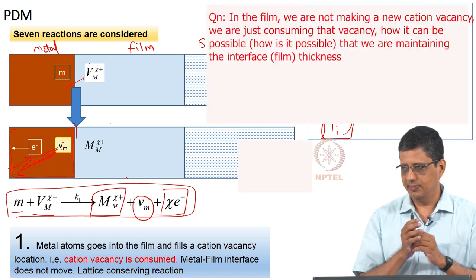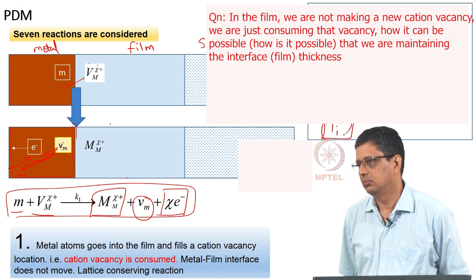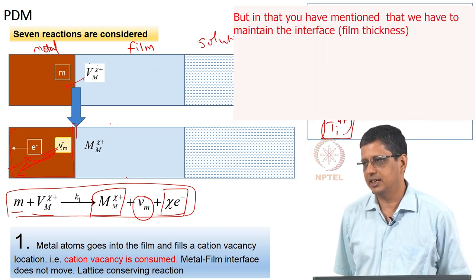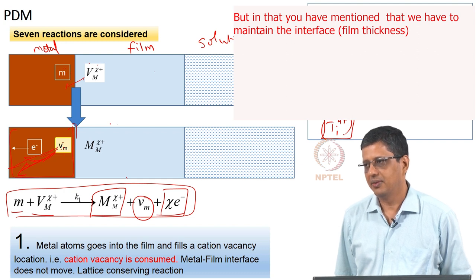But sir, in the film we are not making a new cation vacancy, we are just consuming that vacancy. So, how can it be possible that we are maintaining the interface? There are 7 reactions, we are still describing the first reaction. But in that one you have mentioned that we have to maintain that interface.